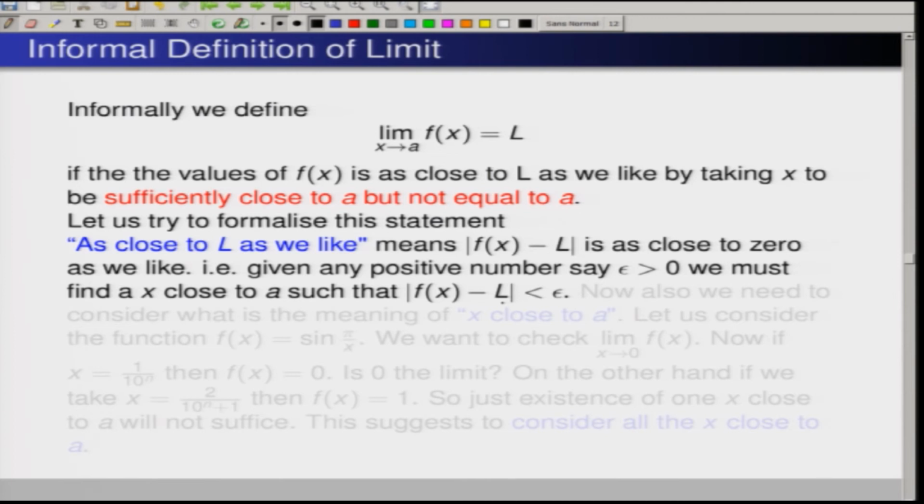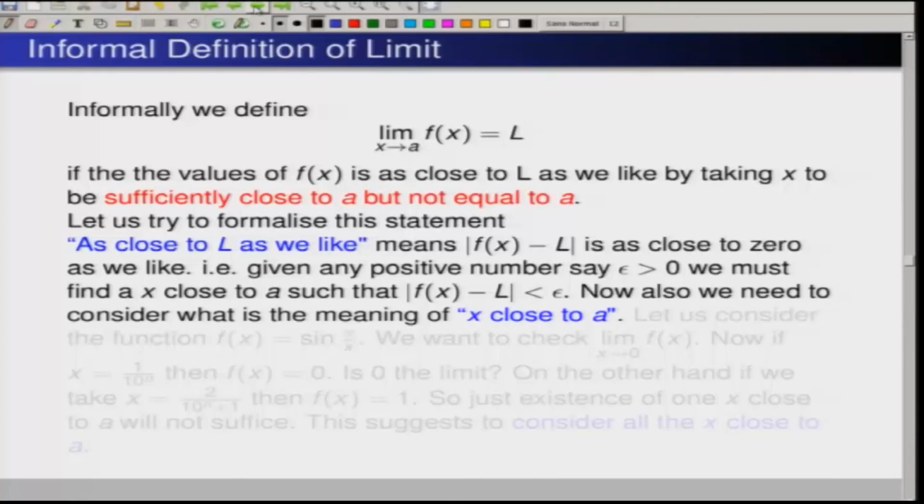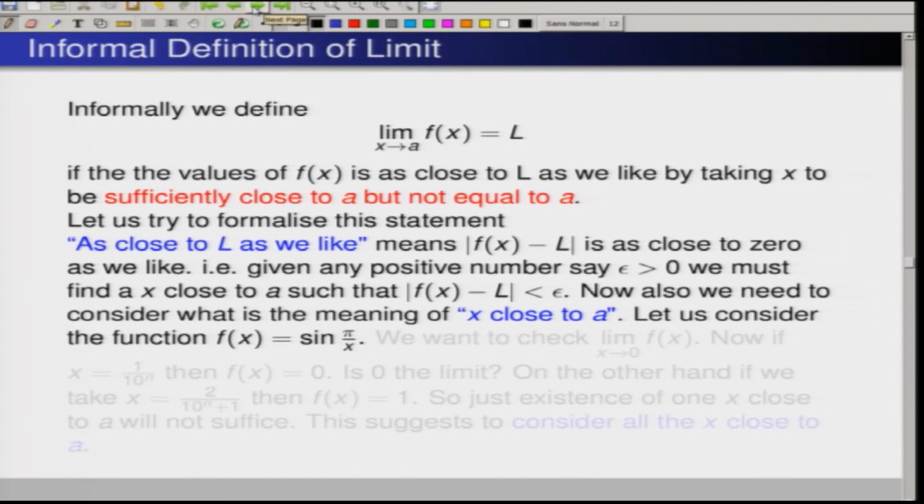Now, where the x are, the x also has to be close to this point A. So now we also need to consider what is the meaning of x close to A. X close to A means what? Let us consider a function. Let us try to understand it a little more.